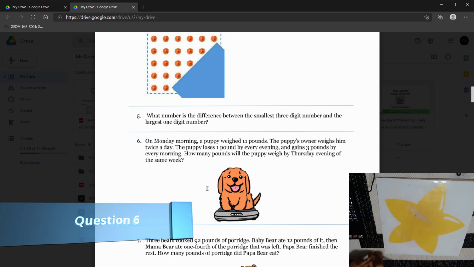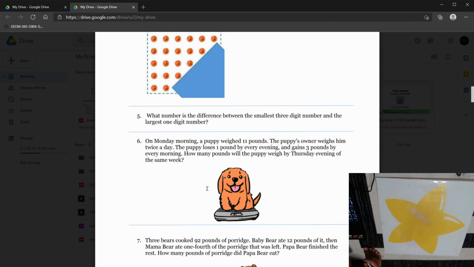On Monday morning, a puppy weighed 11 pounds. So let's just draw a dot for Monday morning. The puppy's owner weighs him twice a day. The puppy loses 1 pound every evening and gains 3 pounds by every morning. How many pounds will the puppy weigh on Thursday evening of the same week?